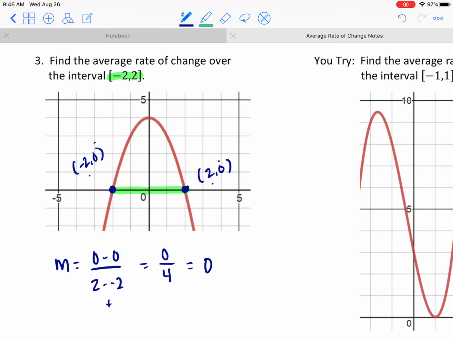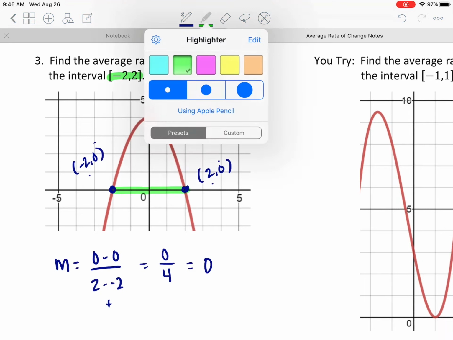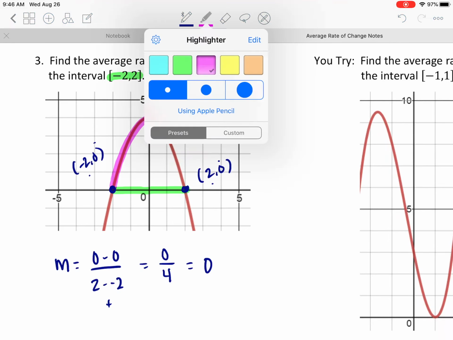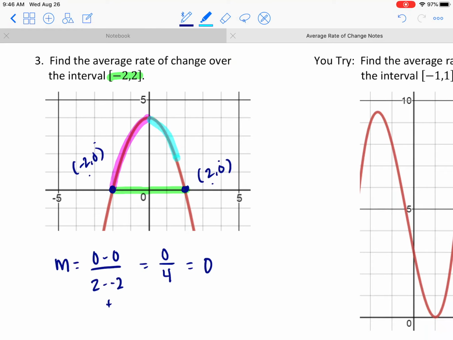I mean, look at where those endpoints line up, and think about what's happening on the graph here. Here we have an increasing section, and here we have a decreasing section, and we can see that those are perfectly symmetric, which means that the positive that's on this side and the negative that's on this side would have to cancel each other out. Okay, so if you saw that and you didn't want to make the calculation, you'd be totally okay just saying, oh, that's going to be a slope of 0.